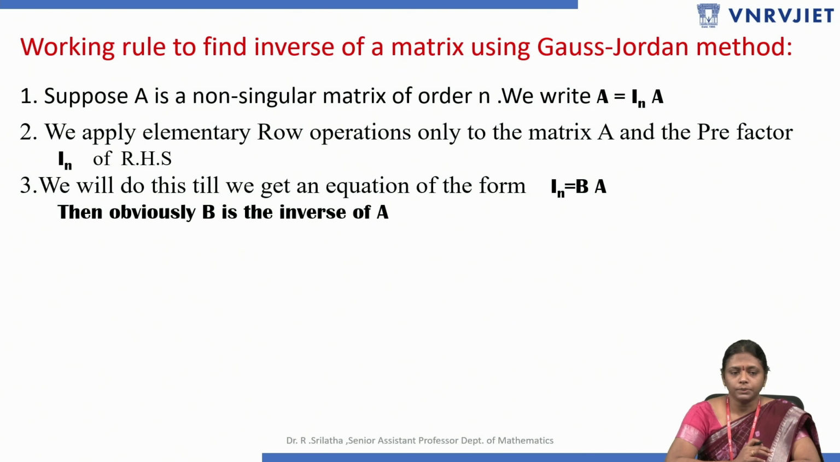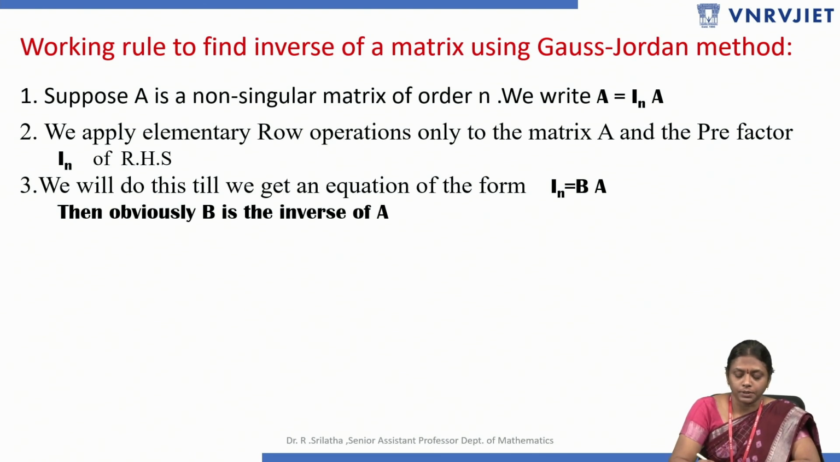We keep operating these elementary row operations until we get an equation of the form identity matrix of order n equal to some matrix B multiplied with A. Here capital B is nothing but the inverse of the given matrix capital A.